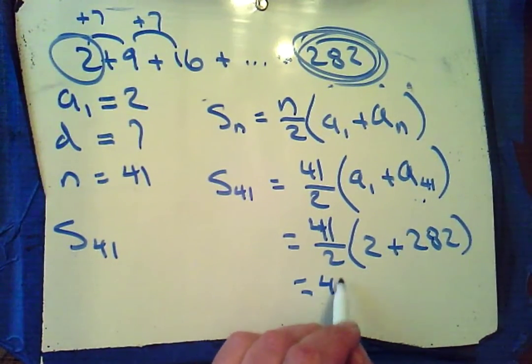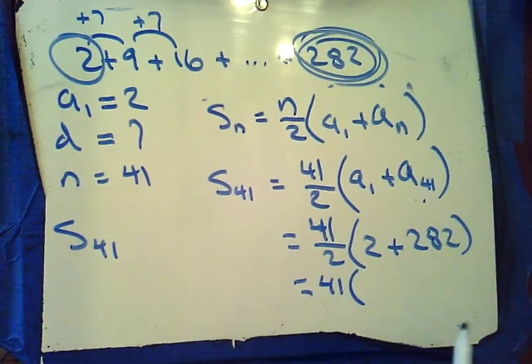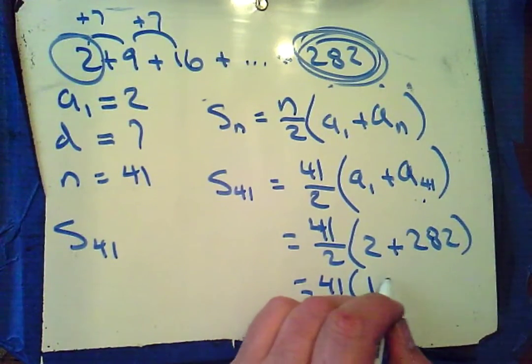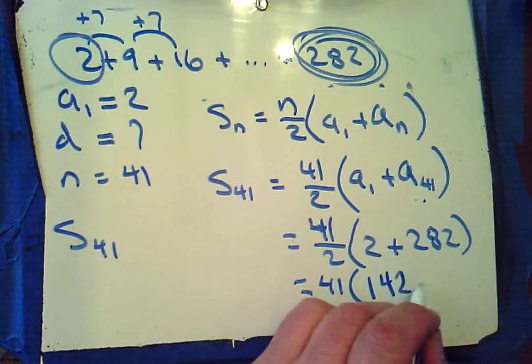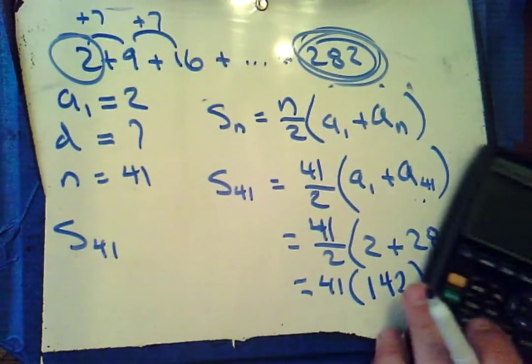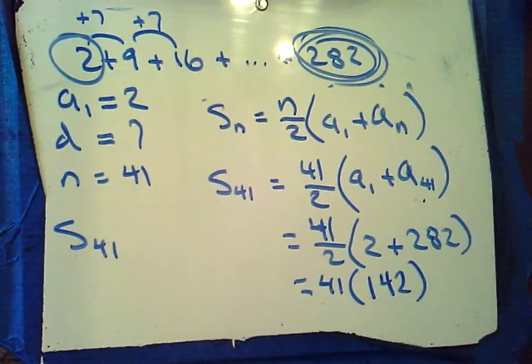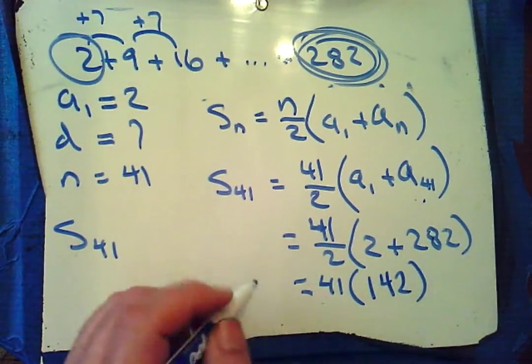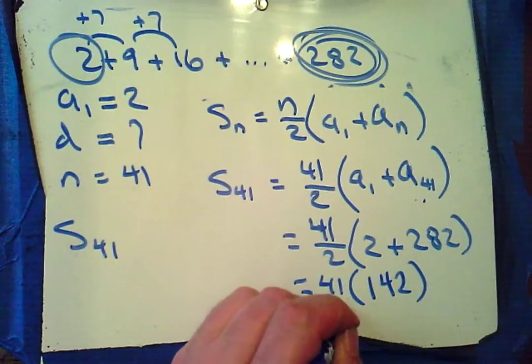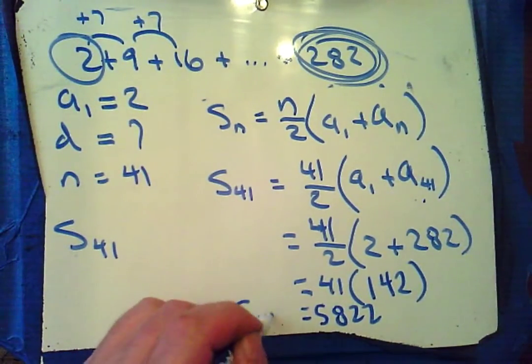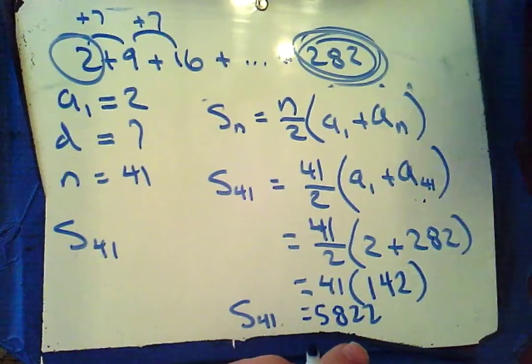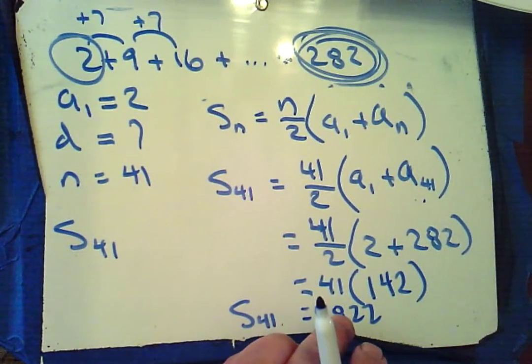And so I end up with 41 times 284 divided by 2, which is 142. And so I want 142 times 41. And that gives me 5,822 is the sum of the first 41 terms. Excellent. The last problem I want to look at with you today is a word problem.